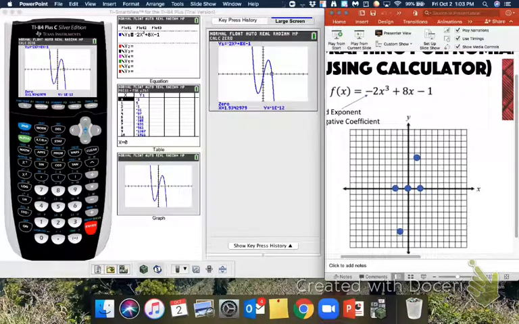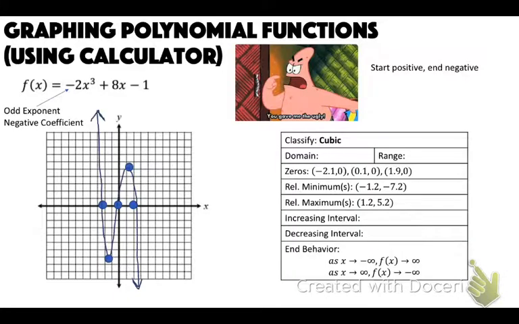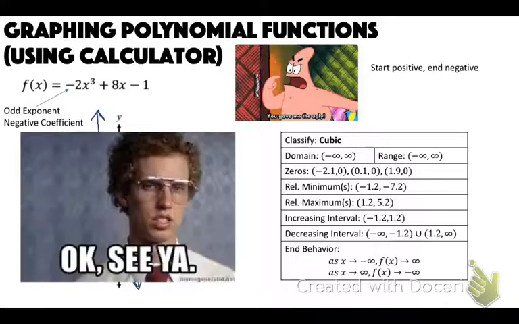Then we can just finish graphing this. I don't need the calculator anymore, so let's just graph this. Looks like that. So then our domain here is negative infinity to infinity. Our range is also negative infinity to infinity. And then this is increasing from negative 1.2 to 1.2, and it's decreasing from negative infinity to negative 1.2, and then from 1.2 to infinity. Cool? Okay, see ya. Okay, bye.